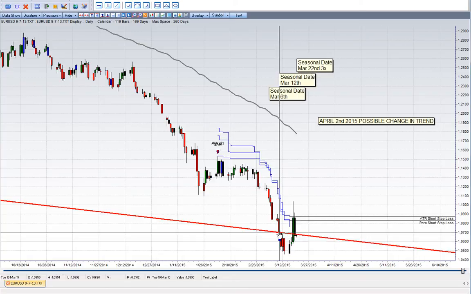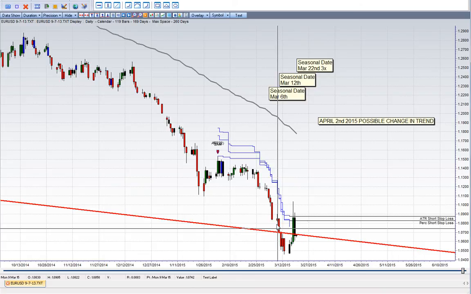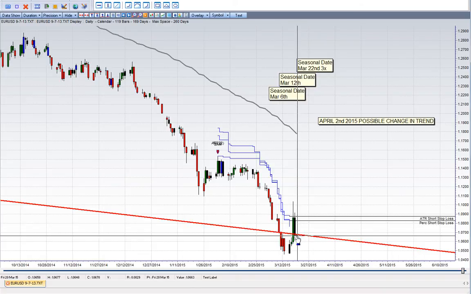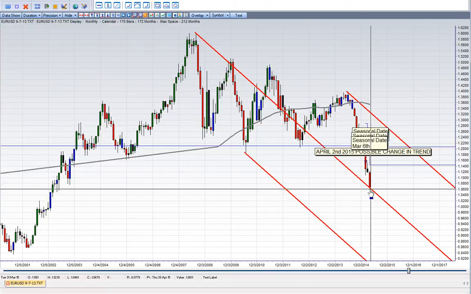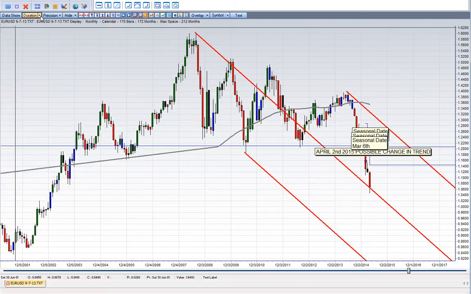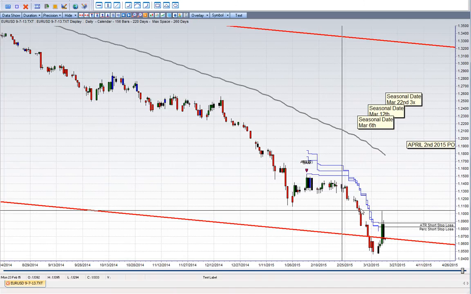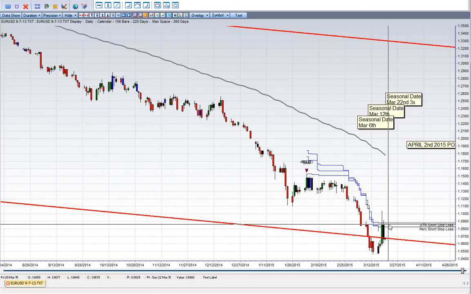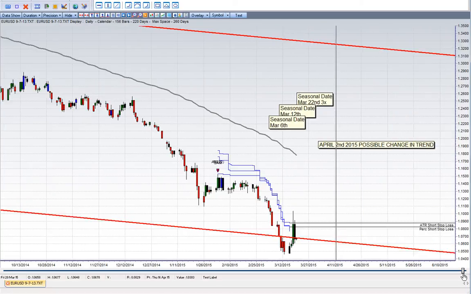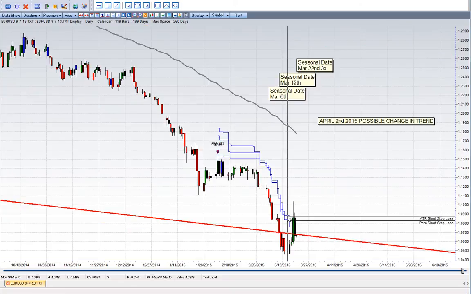So, we broke that trend that I showed you, the monthly. This is where we're at. We're dancing right here between that big picture monthly, which is right here, and we're trying to hold that. So that's kind of support for now on the euro. These were my stops. Unfortunately, I got stopped out. So right now I'm flat the euro. I'm out and I'm not going to get in.